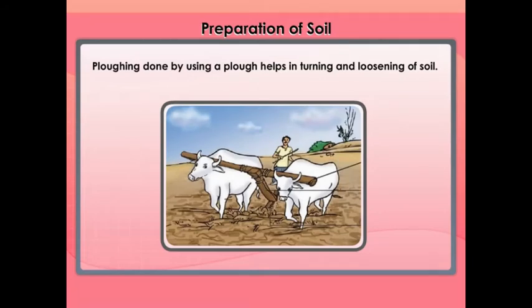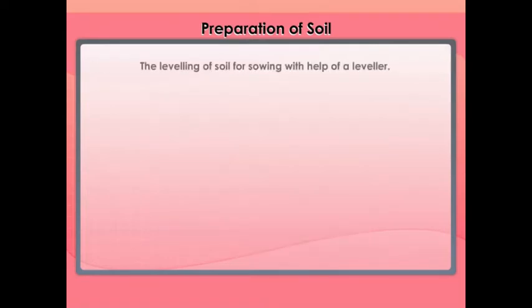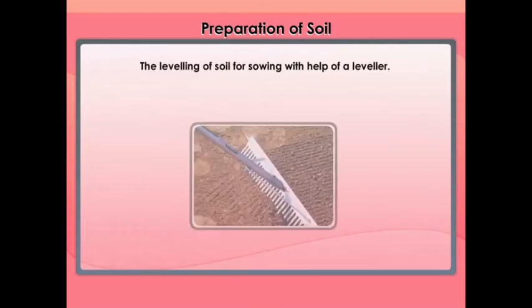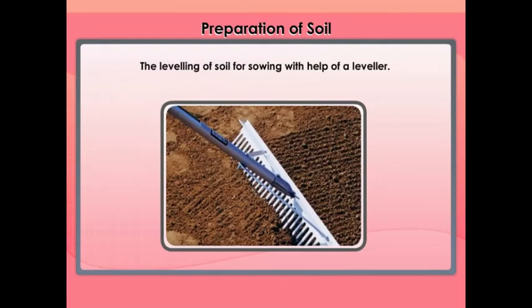The process of loosening and turning of the soil is called tilling or plowing. This is done by using a plow. Plows are made of wood or iron. If the soil is very dry, it may need watering before plowing. The plowing field may have big pieces of soil called crumbs. It's necessary to break these crumbs with a plank. The field is leveled for sowing as well as for irrigation purposes. The leveling of soil is done with the help of a leveler.